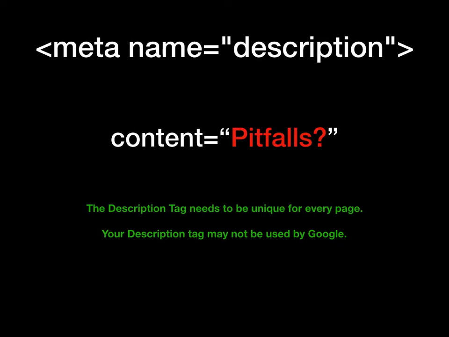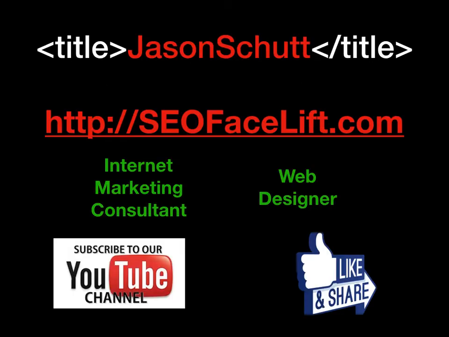And your description tag may not be used by Google. This means that if you keyword stuff it, or if it's not close enough to the content that's on the page, Google will just pick a phrase, or the first part of a paragraph of your content for that page, and that's going to be the description tag. So try to make it as relevant to the page as possible.